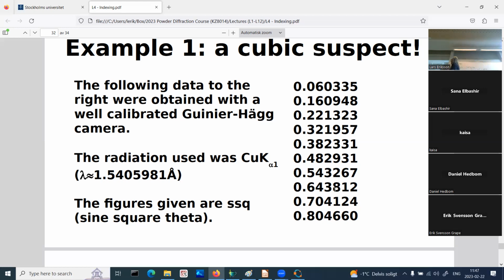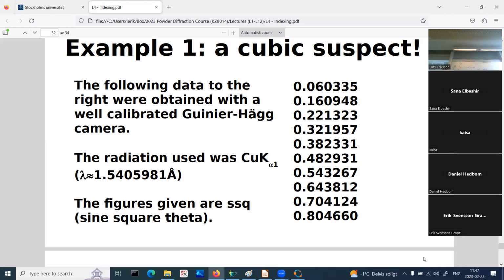That is the sine squared theta. But nowadays we would instead use capital Q, that is sine squared theta times 4 divided by lambda squared, to get it independent of wavelength. Just to realize what these numbers mean, it's the scattering angle sine squared.